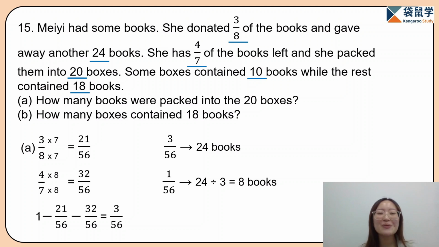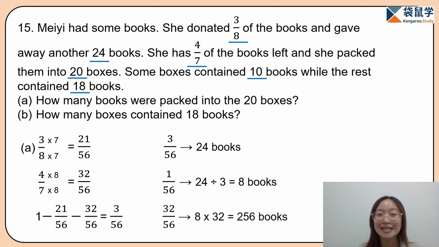Now remember, we wanted to find 4 over 7, which is 32 over 56. So what can we do? Take 8 times 32, and that will give us the same answer for part A. So now that we have solved part A, let's move on to part B.